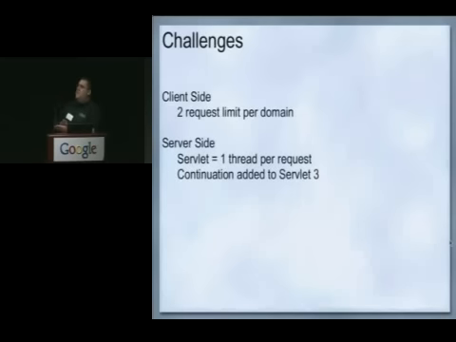So let's talk about challenges. What makes Comet so hard? You have the 2 request limit per domain. So when you think about a streaming connection, if that connection's open the whole time, and then you open another streaming connection, now you can no longer download any images, any CSS, and you can't make any Ajax calls. So you're really limited in that regard. So you need to make a single channel upon which all messages can go, like a messaging bus, which is a nice way to get around that. But this 2 request limit is going to be around for a long time.